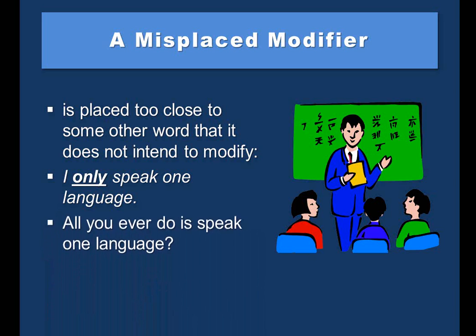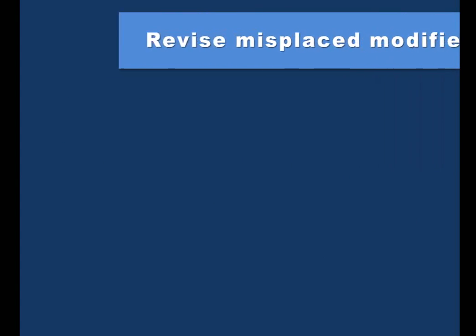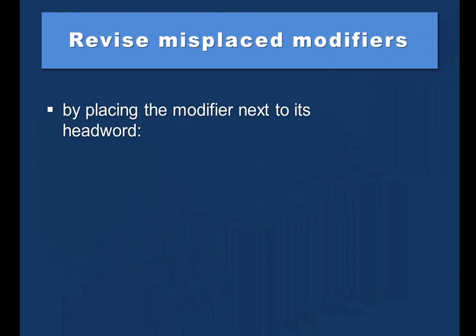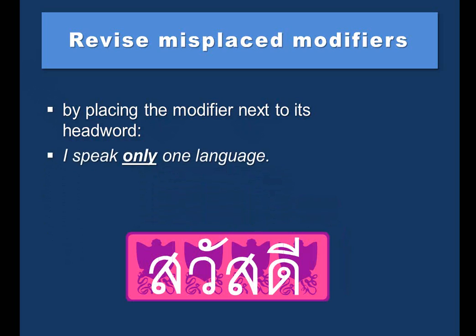Revising misplaced modifiers. How would you do that? By placing the modifier next to its head word. The same example, I speak only one language.